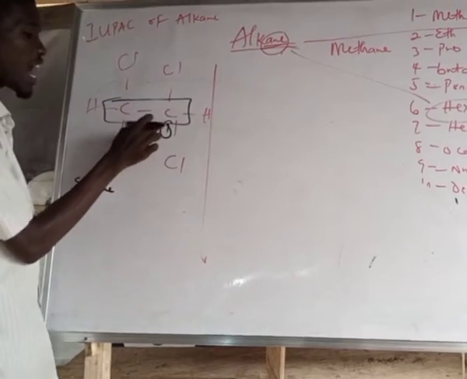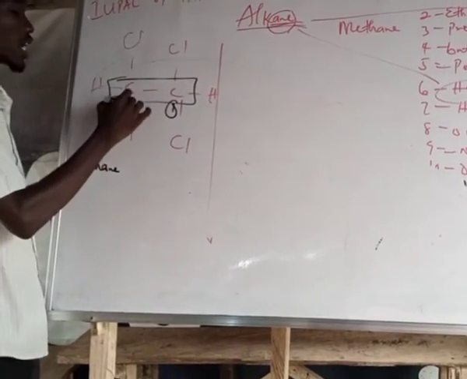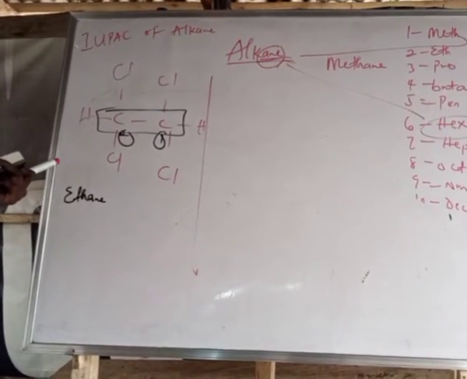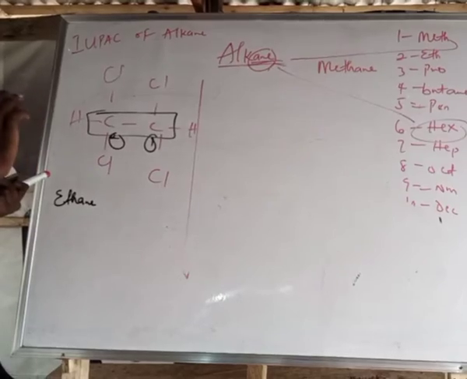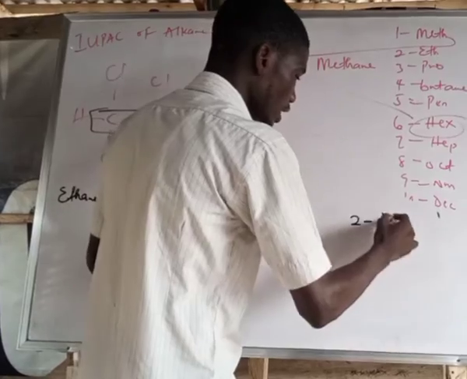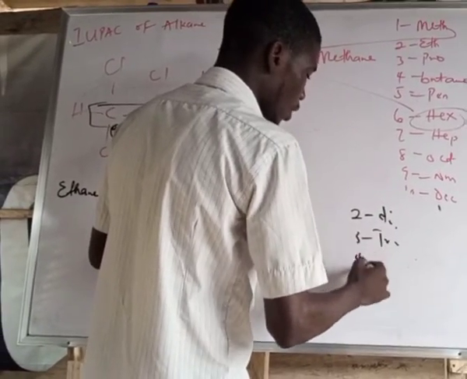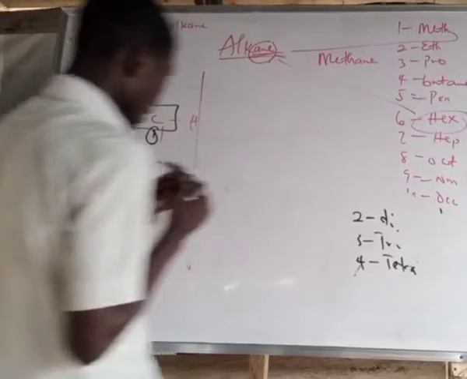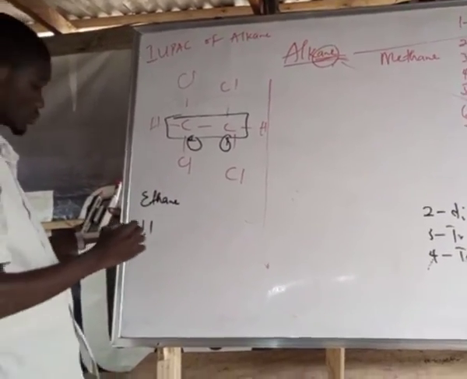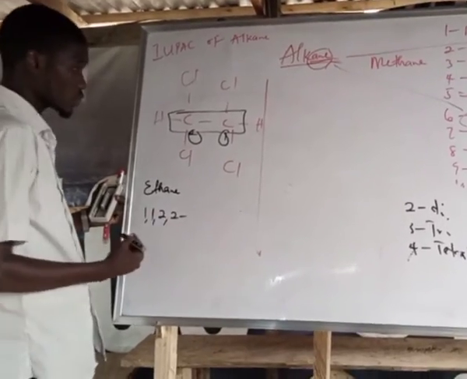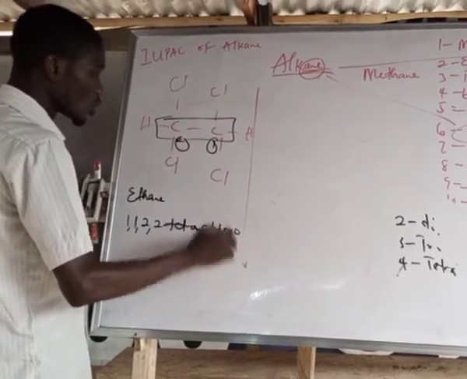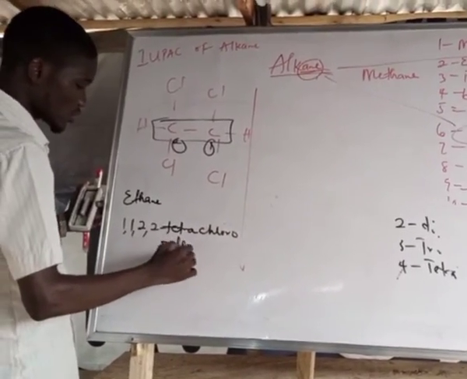Don't forget this number here affects this, and I have 2 here, which will affect this too. Among the IUPAC rules, we must give each substituent an identifier: 2 stands for di, 3 is tri, and 4 is tetra. So with this, I have 4 chlorines, and I'll say 1, 1, 2, 2. So how many chlorines do I have? Tetra-chloro. The parent alkane is ethane.